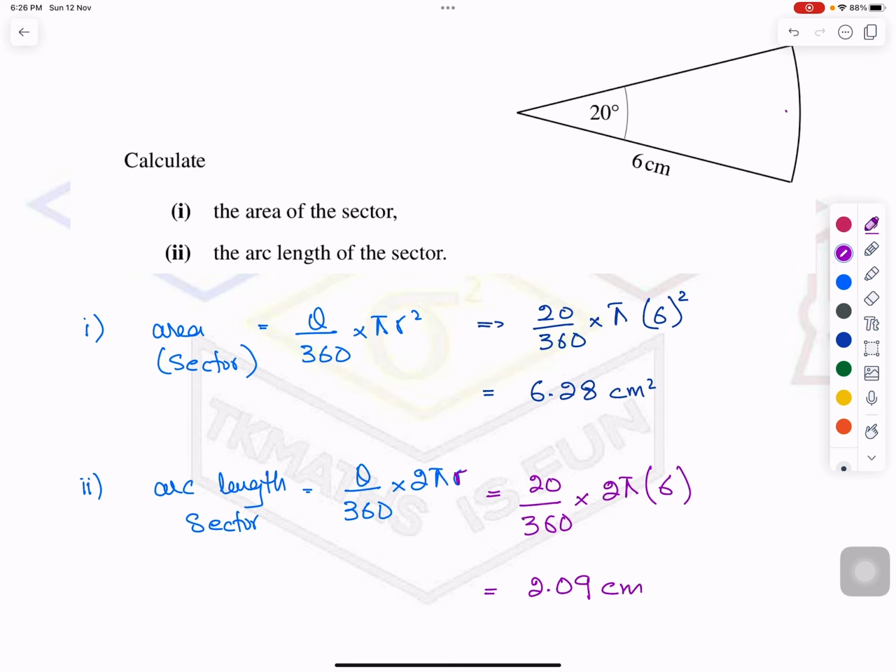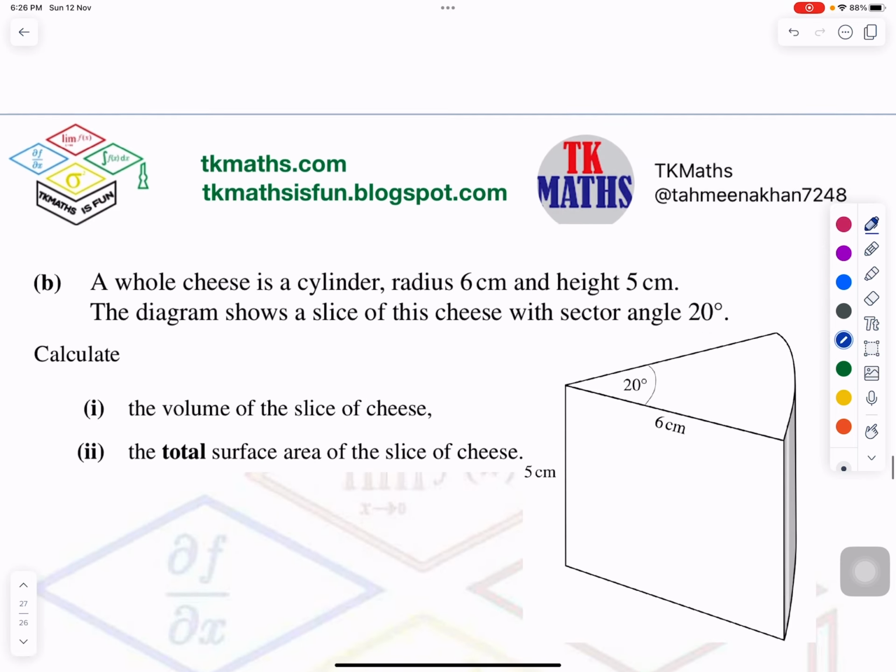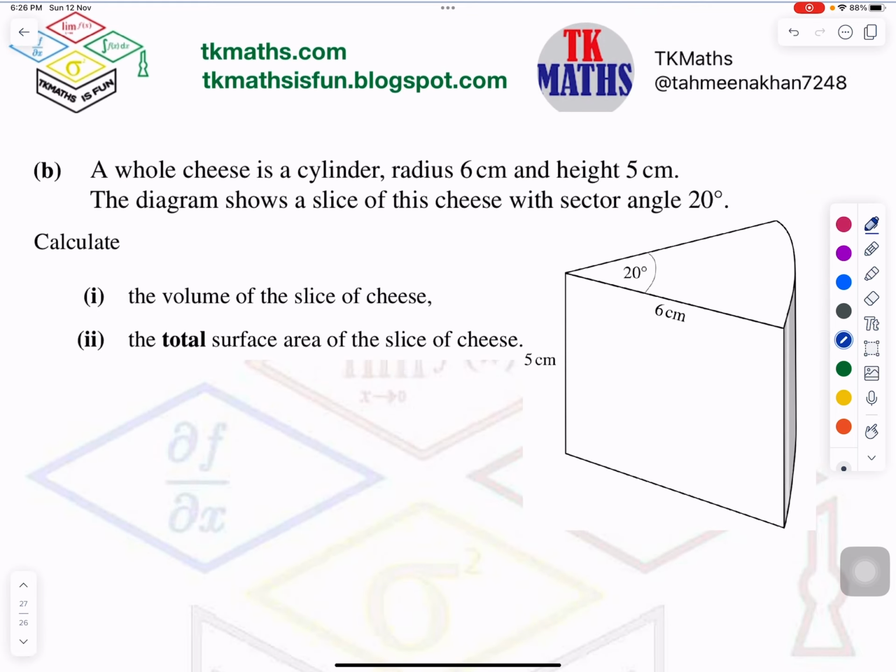So you got the area of the sector and the arc length. This arc length is 2.09 and this whole area is equal to 6.28, because this will be used later. So please remember this, what we are talking about here.